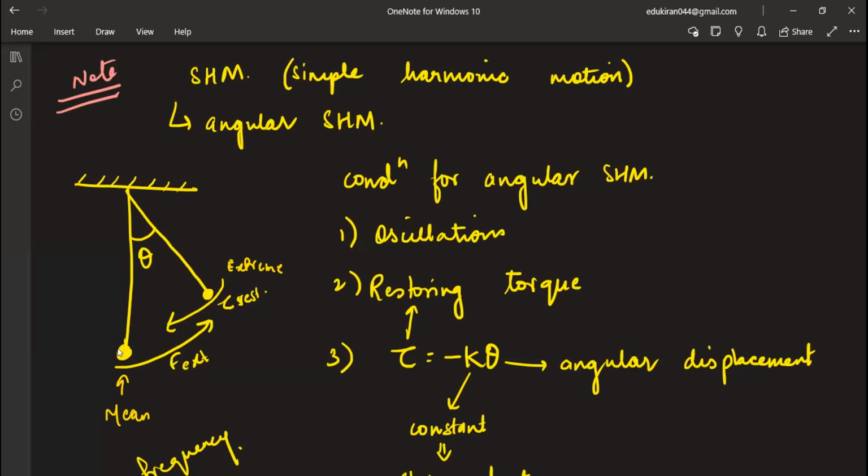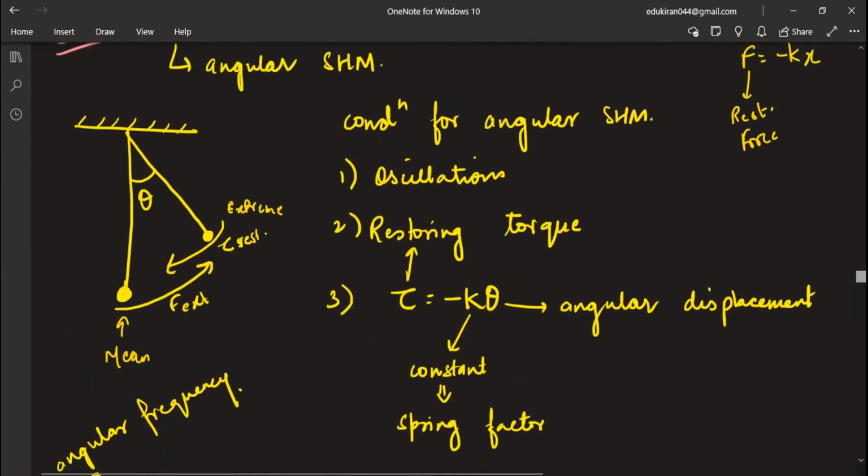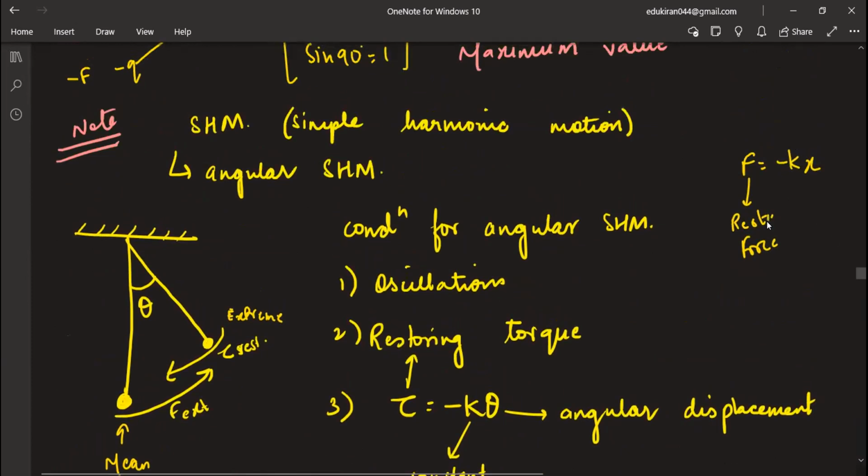Because if the charges are present instead of these balls, then we have to apply all these concepts exactly. So torque is equal to minus k theta. F you must have heard of: F is equal to minus kx, where F is the restoring force. This is the restoring force. X is the displacement from the original position. This is the spring factor, which is just a constant. This is the displacement from the mean position.